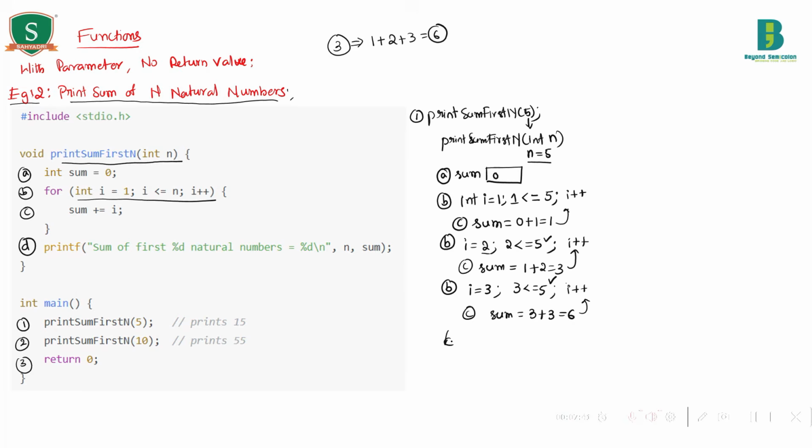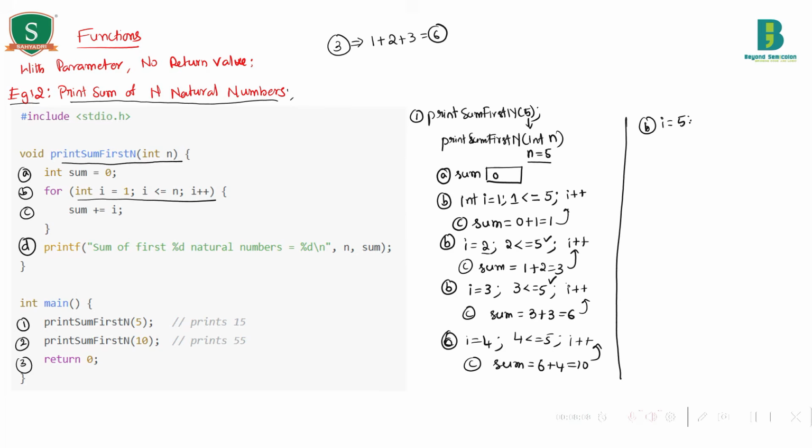Now i value is updated to 4. 4 less than or equal to 5. Goes to statement c, sum is equal to 6 plus 4. Now sum value is updated to 10. i++. Statement b, i is equal to 5. 5 less than or equal to 5. Condition is true. Statement c, sum is equal to 10 plus 5 is equal to 15.